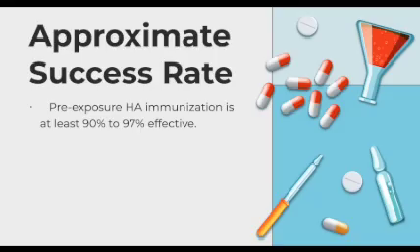The approximate success rate of pre-exposure to the HA immunization is 90 to 97% effective. Primary immunization provides protection for at least 1 year, and the booster dose is required for long-term protection.